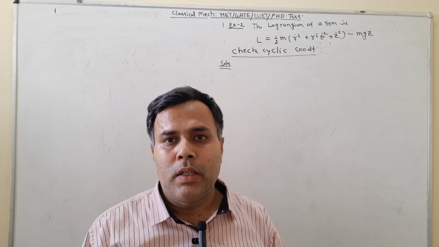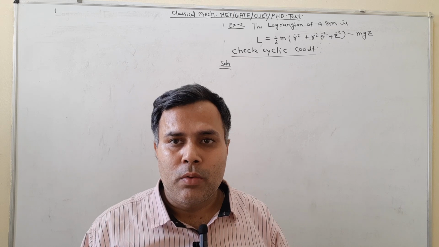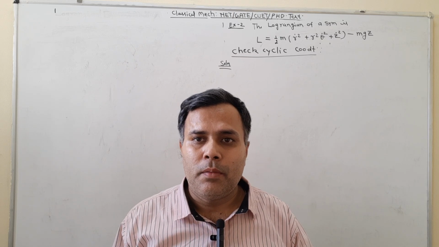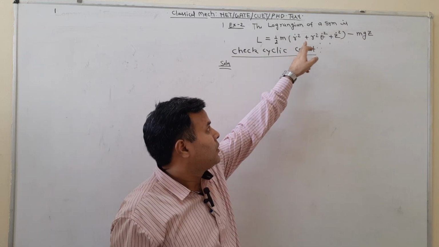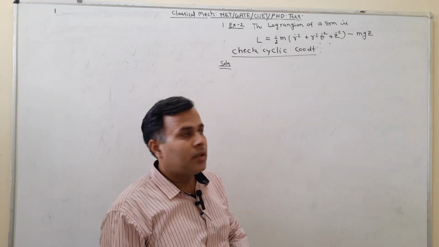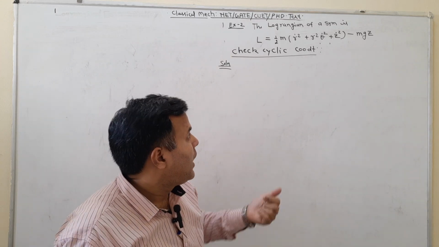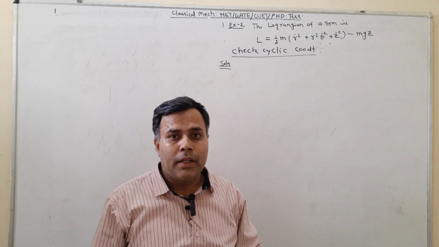In this lecture, I am going to discuss the concept of cyclic coordinate for a given Lagrangian expression. If we have a Lagrangian profile which is 1/2 m (r dot square plus r square theta dot square plus z dot square) minus mgz, so this is the profile of Lagrangian.